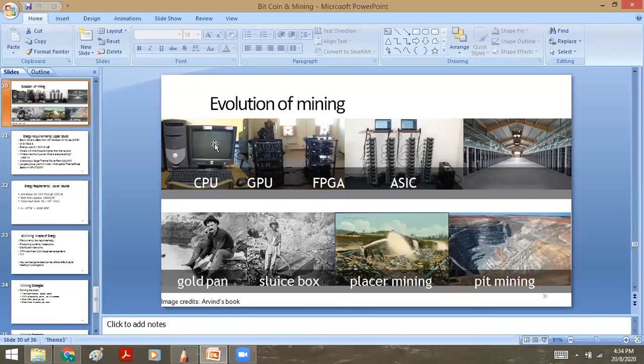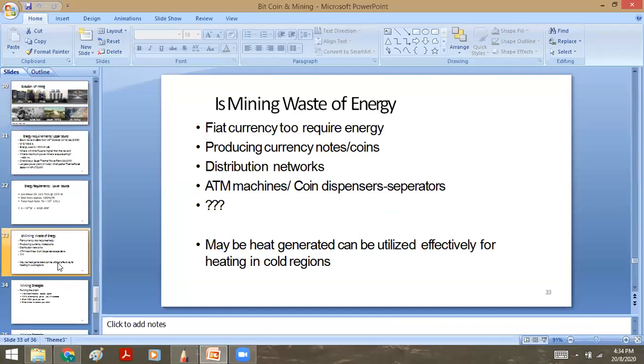There is also one more thing with respect to mining: is it a waste of money, or sorry, waste of energy? There is a comment by many regarding this, but let me tell you, Bitcoin is a digital currency, right? But the fiat currency also requires energy. To print notes, what do you need? Paper. For paper, what do you need? Cotton and some other materials, and all those materials come from trees. So trees are transported to cotton manufacturers or paper manufacturers, and papers get manufactured.